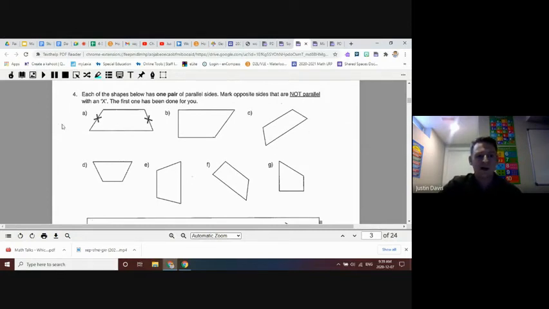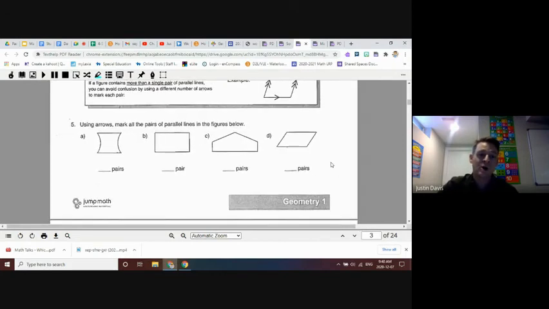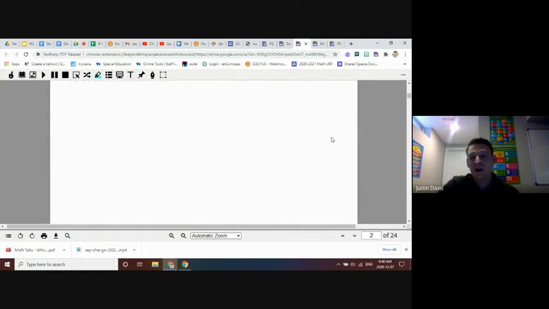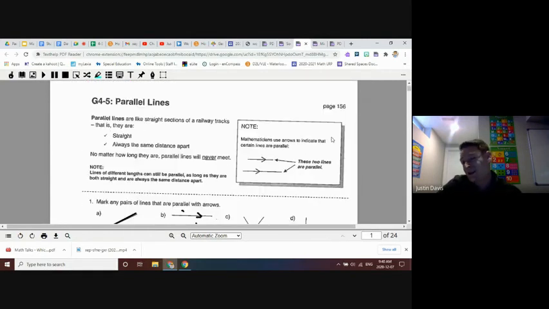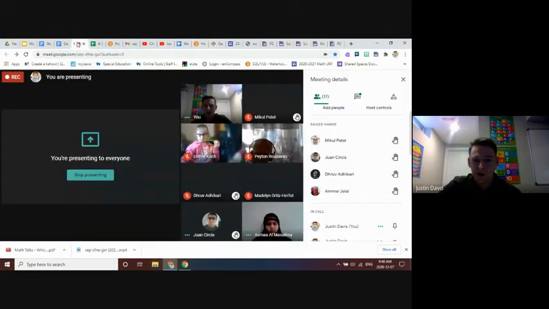For number 4, it says each of the shapes below has one pair of parallel sides. It says mark opposite sides that are not parallel with an X. So here we're marking sides that are not parallel with an X. And then down here, you are using the arrows to mark all the pairs of parallel lines in the figures below. Okay, that takes you through what you need to do for today. Not too difficult, I imagine, but if you have questions, I do have extra help available today.